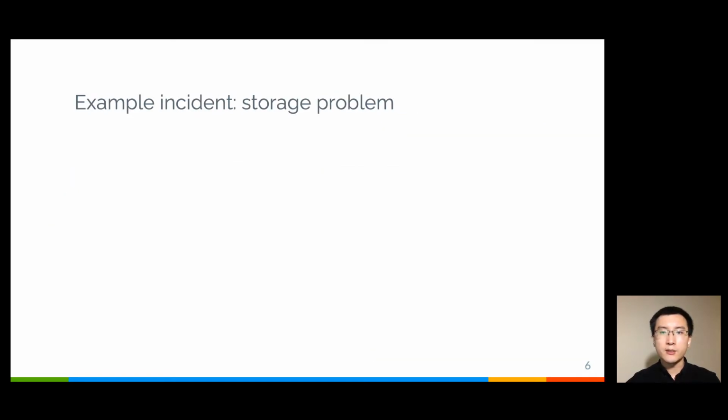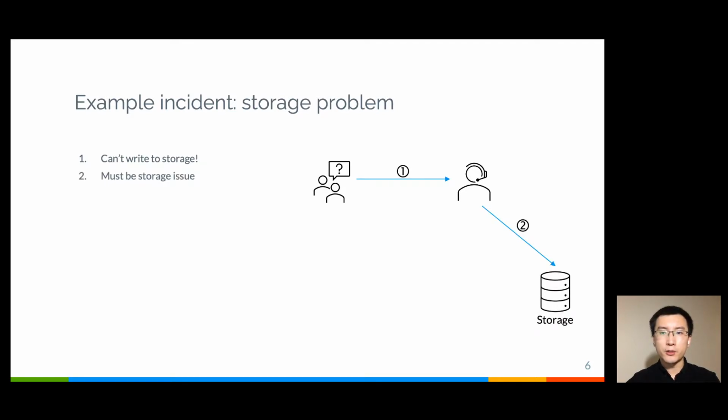Here is an example incident from Azure. One day, a customer complains to the support team that she cannot write to the storage. Since it seems to be a storage issue, the support team operator sends the incident to the storage team. After a quick check, the storage team finds their system is good, suspects the network is slow, and sends the incident to the networking team.